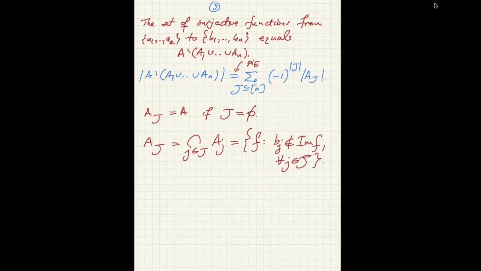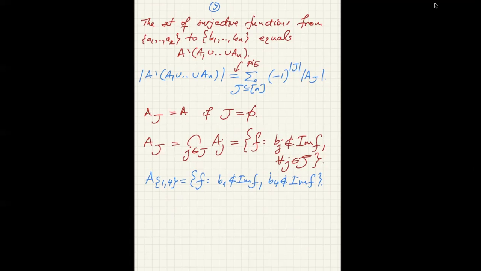So for example, let's say J is 1 and 4, this would consist of all the functions f such that b1 does not belong to the image of f and b4 does not belong to the image of f. Okay. So what's the cardinality of A subscript J?